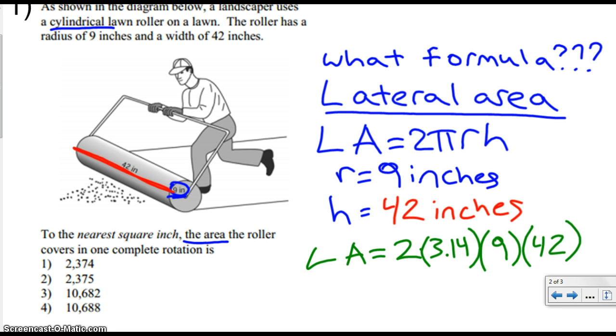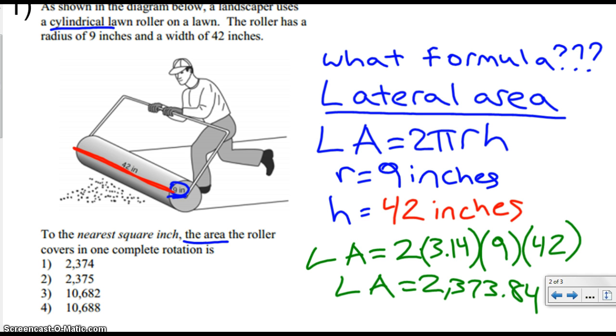And I just got to do what now? Just plug it in. I just take out my calculator, put 2 times 3.14 times 9 times 42. And Elizondo, can you do this in your head? No, not this one. Hold on just a second. Is it, let me see, it's 800, 50. 3.14 times 42 is 2,000. It's a big number. 2,373.84. But that's not in the answer choices.